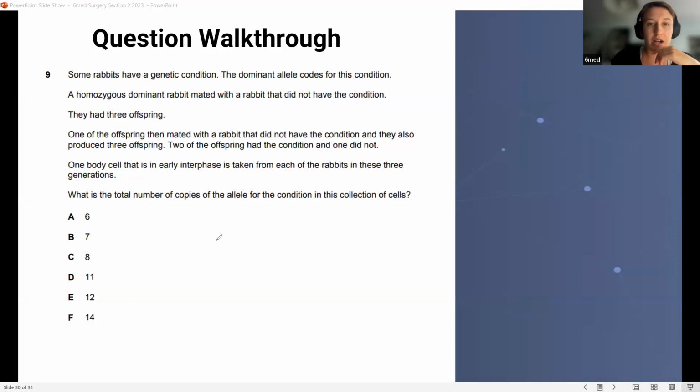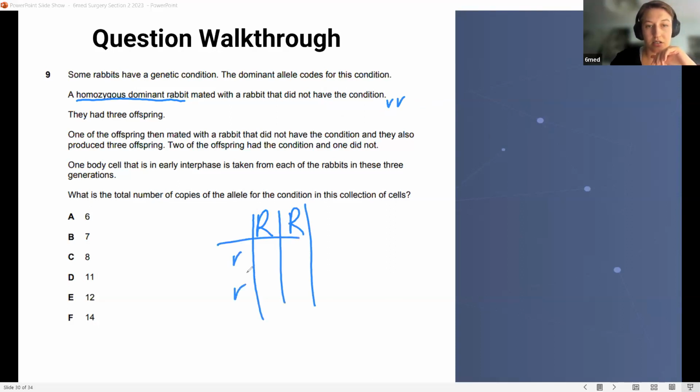So our first mating is between a homozygous dominant rabbit and a rabbit that did not have the condition. So that's homozygous recessive. So don't know why I wrote that out when I could have just wrote out R. So we're gonna have a Punnett square like this for our first cross. And you can see that all the offspring are heterozygous.